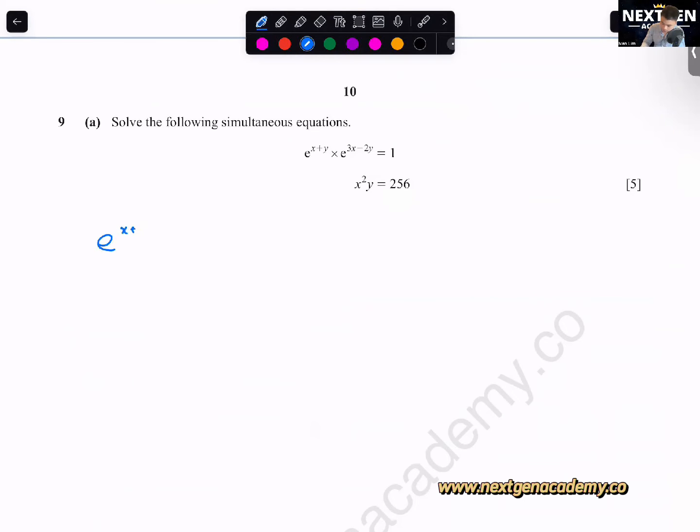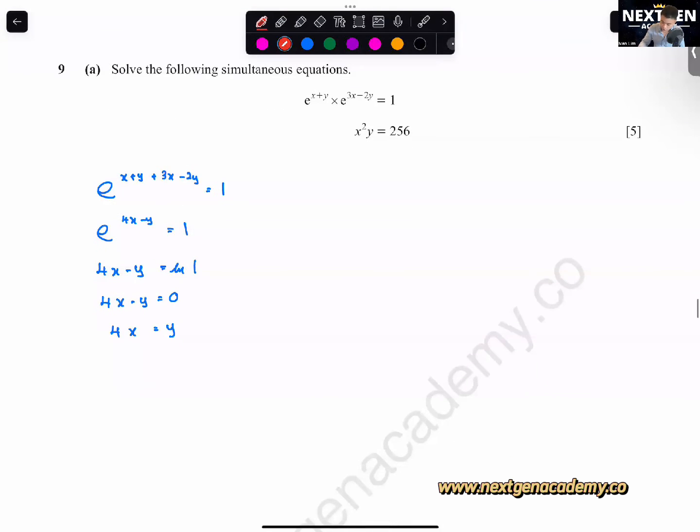e to the power of x plus y. If it's times, I can just add the power. Plus 3x minus 2y equals 1. Over here, x plus 3x, 4x minus y equals 1. I inverse exponential, I'll get ln. So 4x minus y equals ln 1. Ln 1 is 0. So 4x minus y equals 0. 4x equals y.